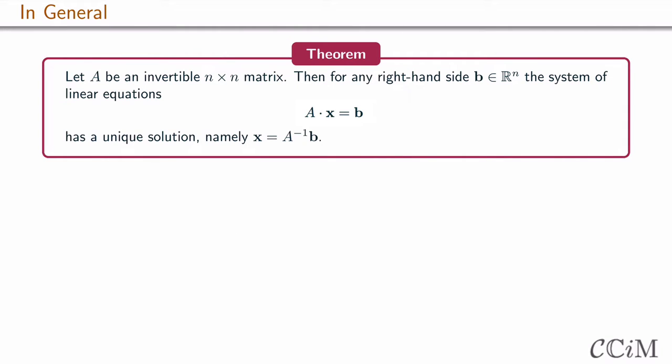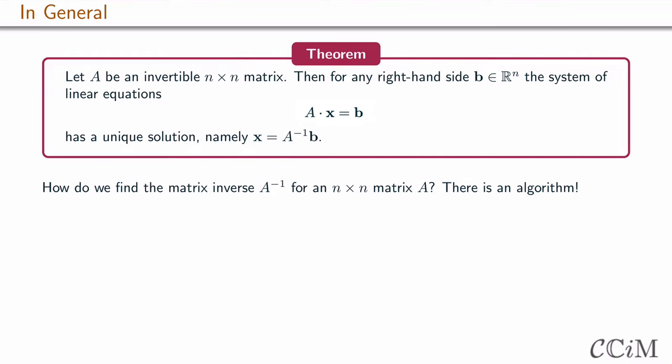And therefore, in general, you see that if A is an invertible n by n matrix, then for any right-hand side B, the system of linear equations Ax equals B has a solution, and I can find it as x equals A inverse times B. We already know how to find the inverses of 2 by 2 matrices, but how do I find the inverse of an n by n matrix? There's actually an algorithm, and here it is.